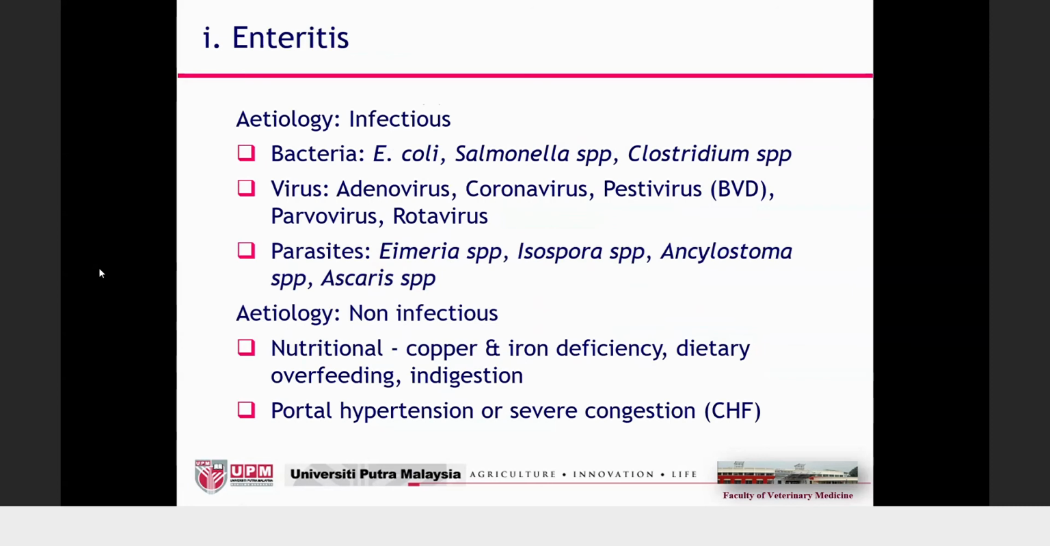Parasite, for sure, you can see Eimeria, a coccidia. It's very important. Isospora, and Strongyloides, and Ascaris. And with regard to those non-infectious, they might be associated with copper and iron deficiency, dietary overfeeding, and indigestion. But of course, with these changes that lead to secondary bacterial infection. They might have also portal hypertension in cases of severe congestion as a result of chronic heart failure. Yeah, right-sided chronic heart failure. That might be portal hypertension.